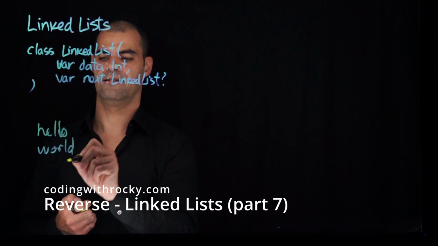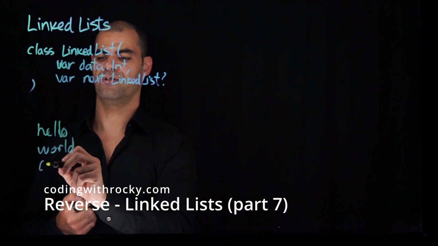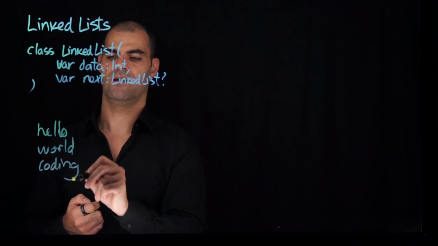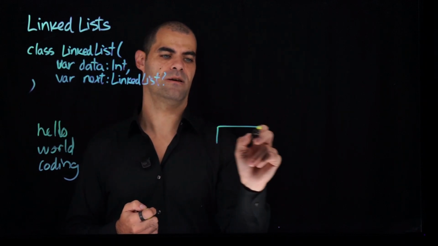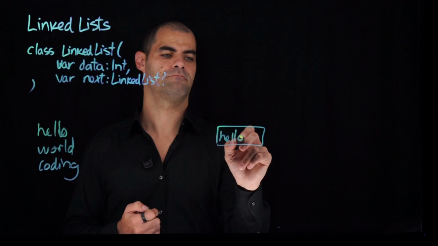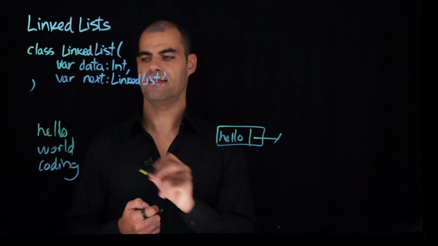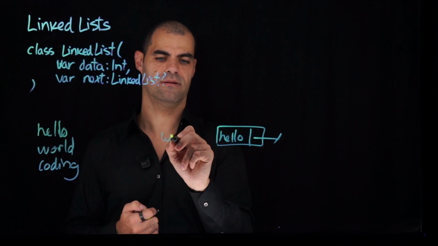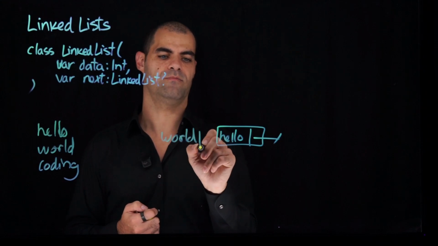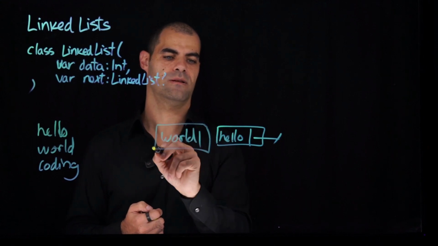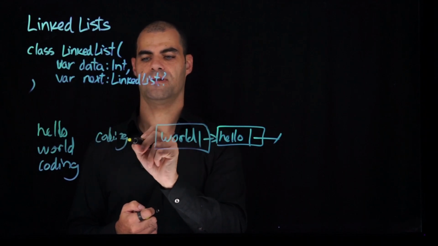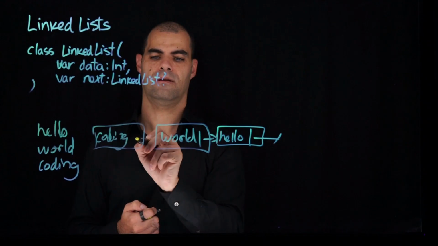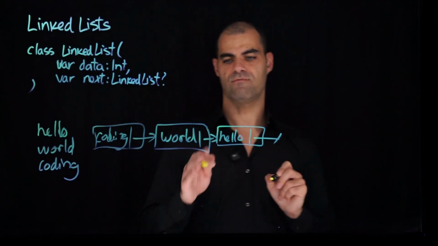world, and coding, when we read hello into the list, it will be here, hello, and then we prepend world. So it would be like this, and then coding, right? Like this. So this is what happens.